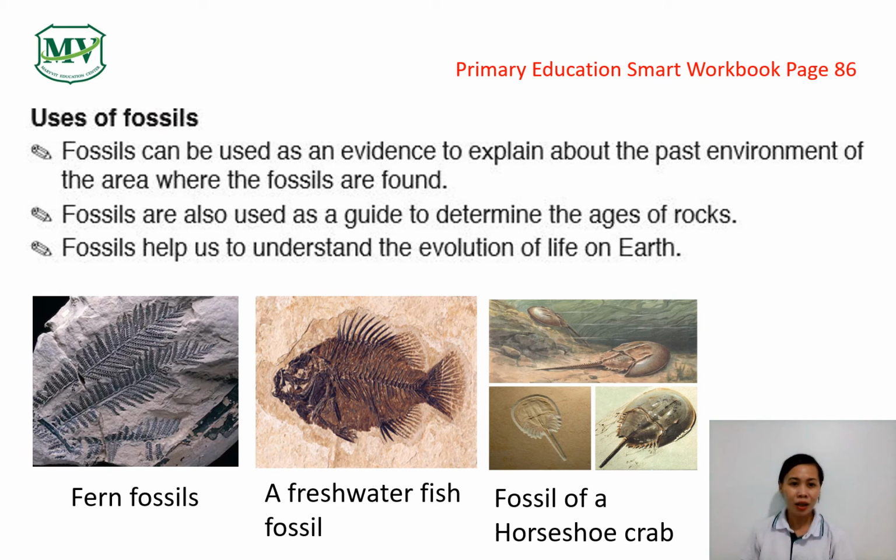Number 3. Fossils help us to understand the evolution of life on Earth. Let's say the oldest horseshoe crab fossil is about 470 million years old. Horseshoe crabs are still existing today. The modern horseshoe crabs are most likely different from the fossil. This means that horseshoe crabs have existed on Earth 470 million years ago, and they have undergone a little change over the years.